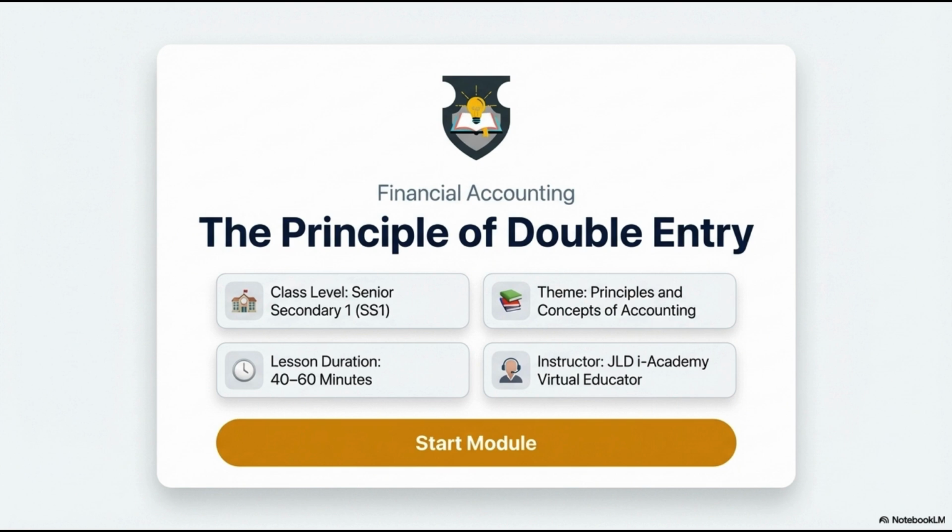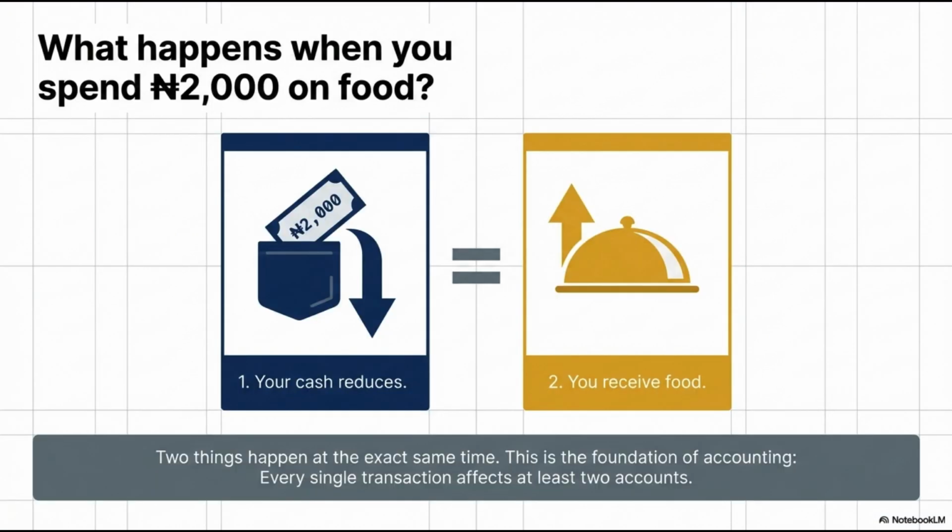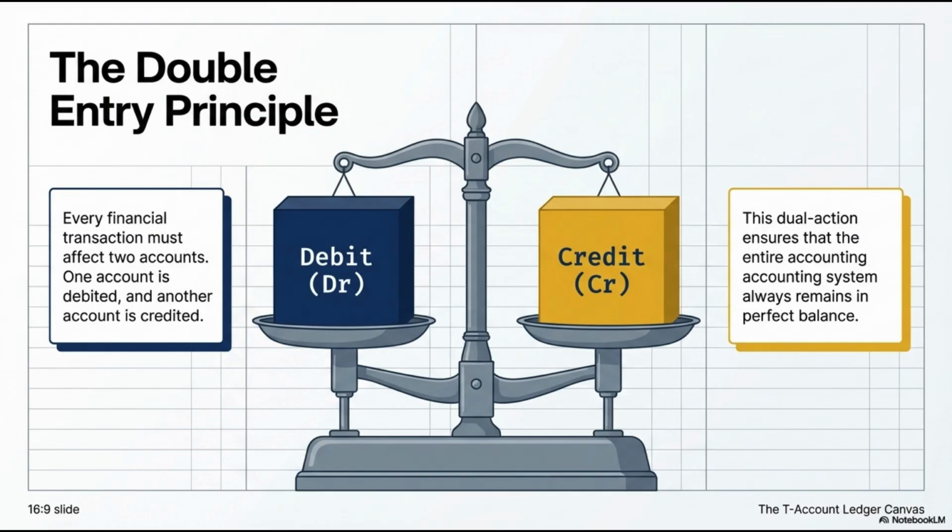Now, let me ask you a quick question. If you spend 2,000 naira from your pocket to buy food, what happened? Your cash reduced, but you received food. That means two things happened at the same time. This is exactly how accounting works. In accounting, every transaction affects at least two accounts, and this is called the double entry principle.